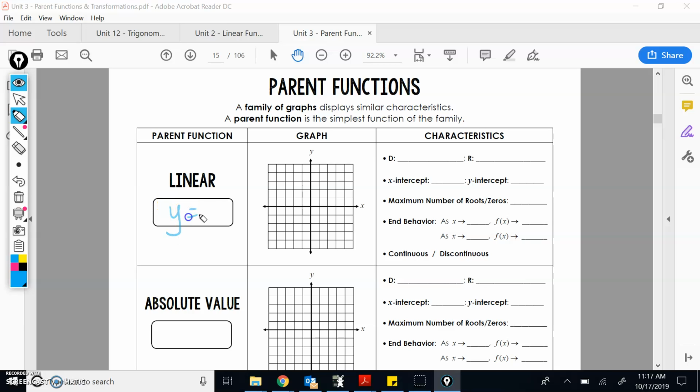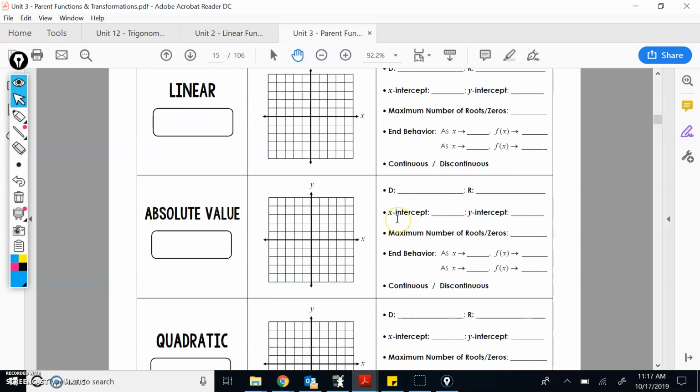Linear looks like y equals x. That's a +1 slope crossing through the origin. The domain and range are both all real numbers, just like that. We're not going to talk about the x-intercepts or the end behaviors or discontinuity. We're just looking at what the graph looks like and what the parent functions are.